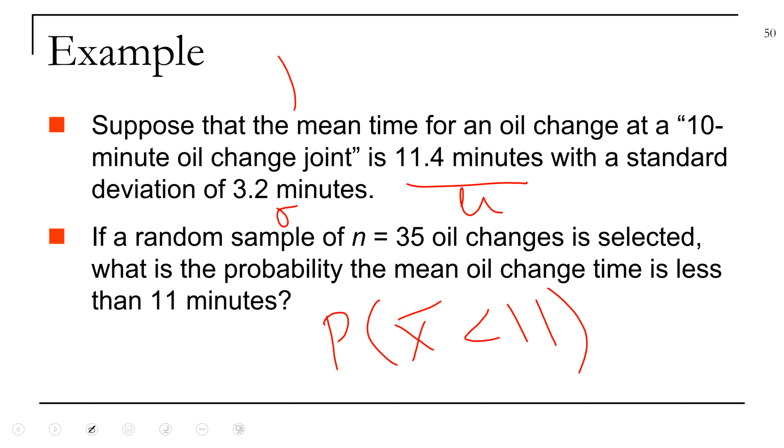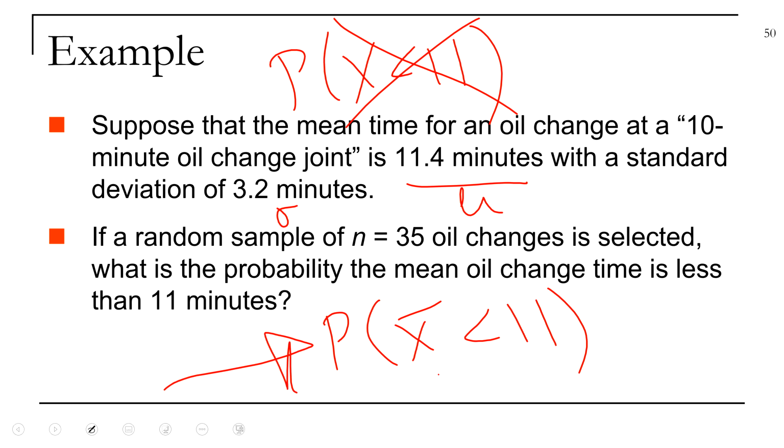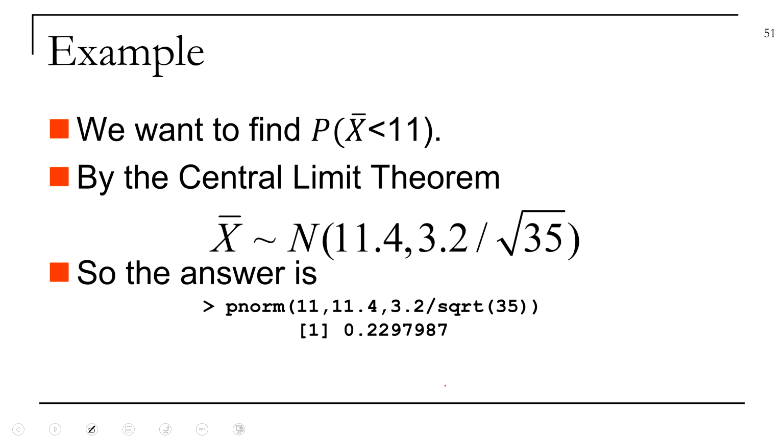Now, again, you could not answer this question, the probability X is less than 11, because you don't know anything about X. You know the mean of X, you know the standard deviation of X. You don't know the distribution of X. So because of that, you cannot answer that question. Because of CLT, you can answer a question about X bar.